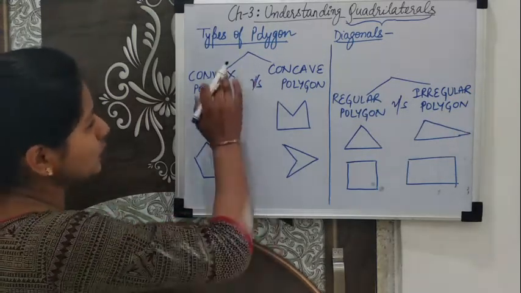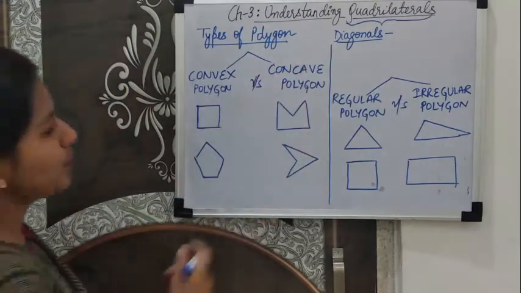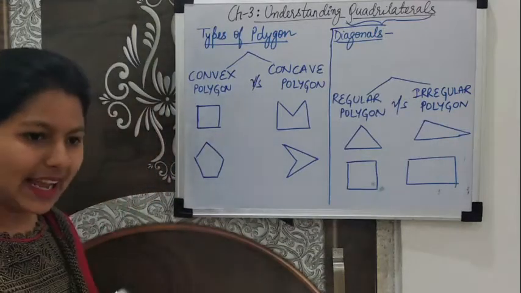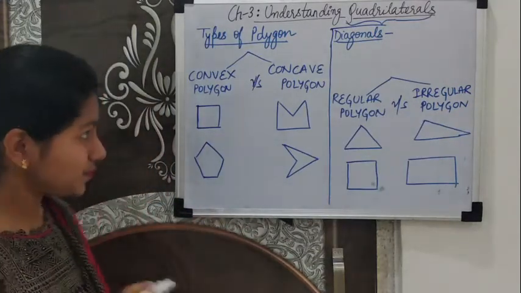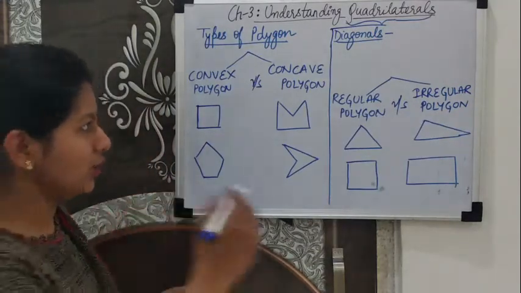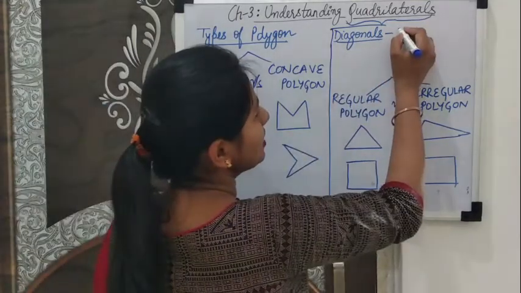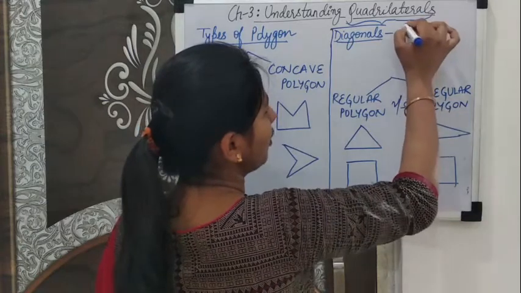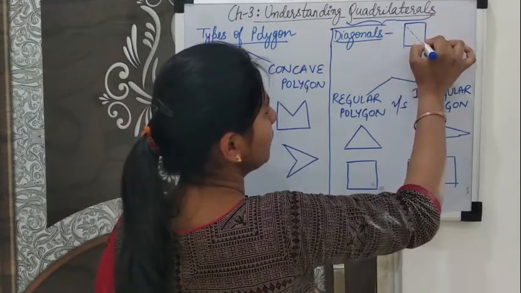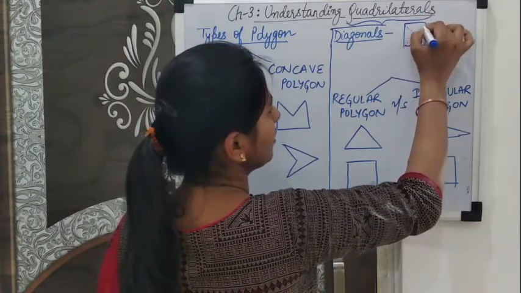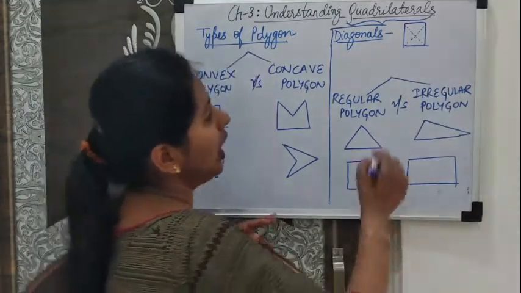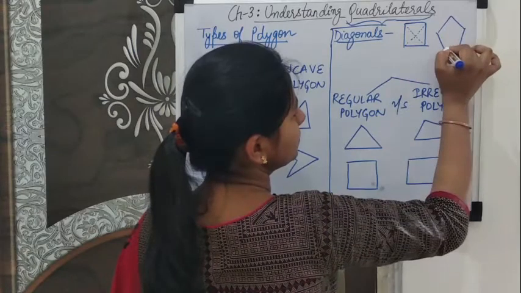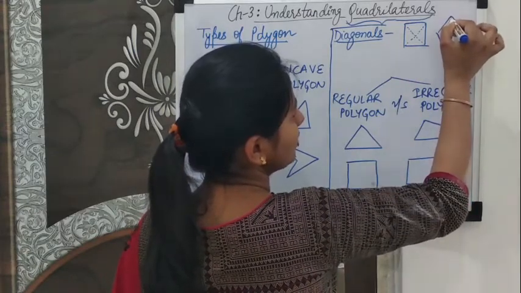Before explaining this convex polygon and concave polygon, I would like to explain this word diagonals. Diagonals word we people have heard. Okay, if you have not heard also, then also I will repeat. Supposingly this is my square. I am drawing some lines inside. Fine. And now this is my pentagon. In this also I am drawing some lines inside.